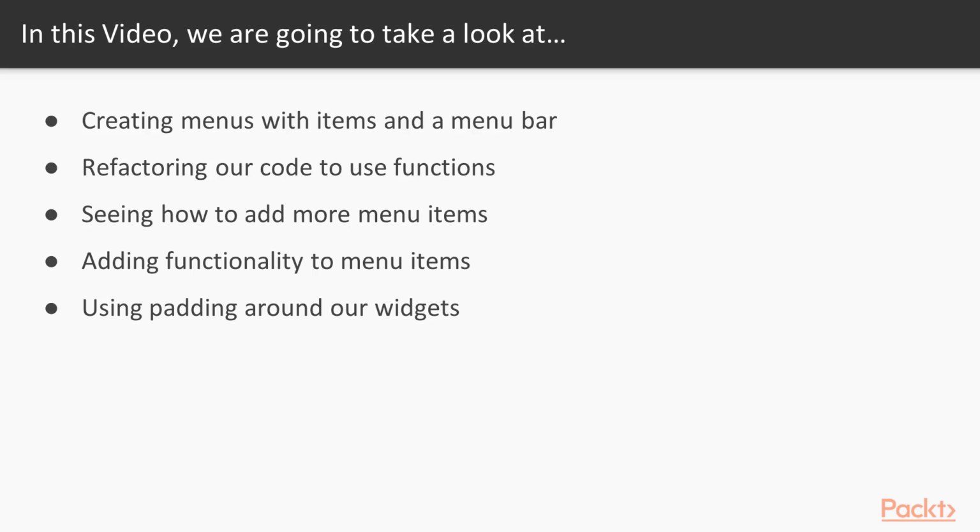In the previous video we added entries, labels and message boxes, and in this video we will be designing menus. We will create menus with items and a menu bar. We will refactor our code to use functions. We will see how easy it is to add more menu items, and we will add functionality to menu items, and in the end we will add some padding around our widgets.